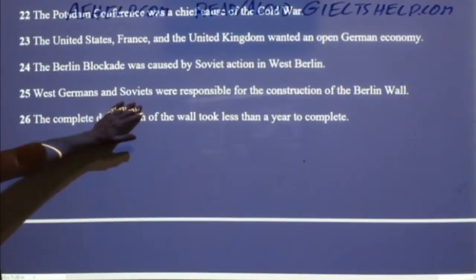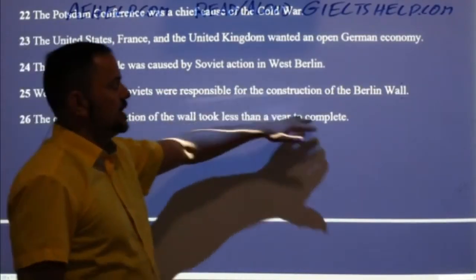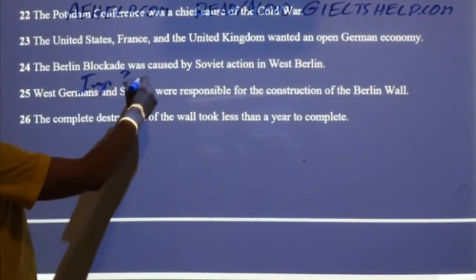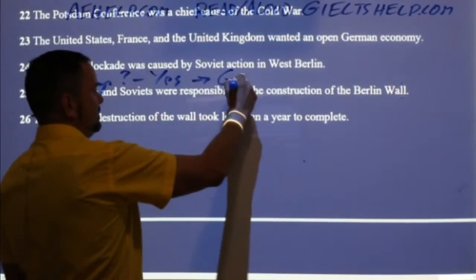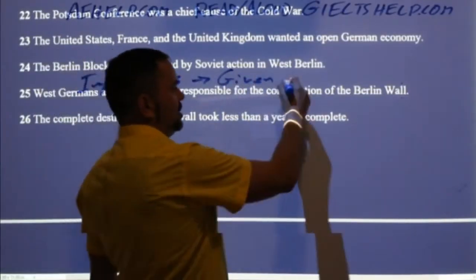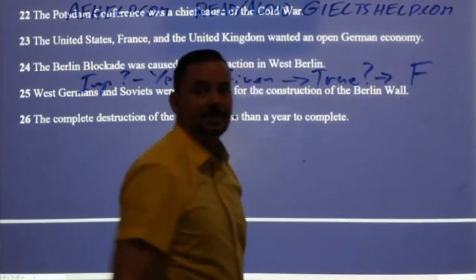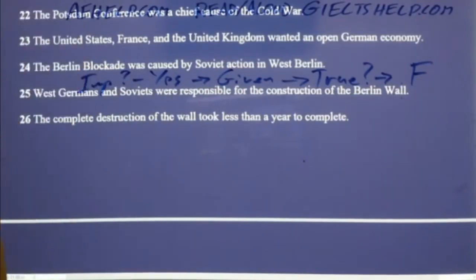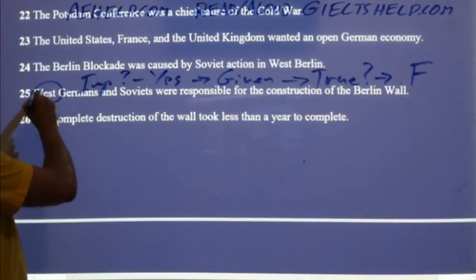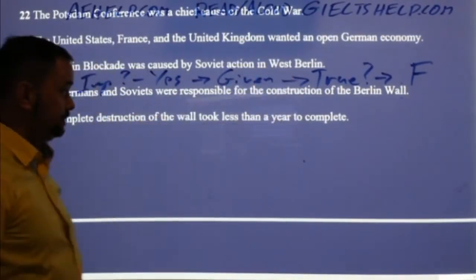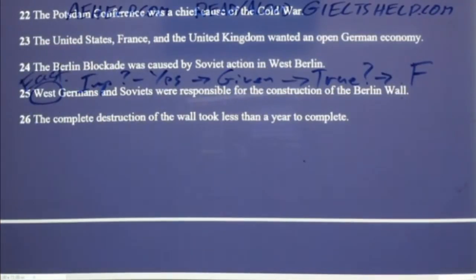West Germans and Soviets were responsible for the construction of the Berlin Wall. Important? Yes. So it's given. Okay. Is it true? No, it's false, right? Yeah. So 25 is false because 25 says west and this should be east. Here, we're sure. Okay. Now, if you have this kind of situation, you might think, oh, wait a second, if this is false, I need to take a second look at this one. Maybe there's something tricky there. Okay, and then the last one.